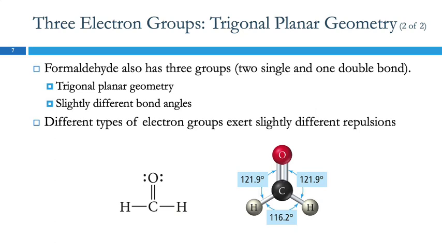Let's look at formaldehyde. Here's the Lewis structure for formaldehyde. And this is what you were asking about. Here we have 3 electron groups around the central atom, but the electron groups are not all the same. Here's a double bond and 2 single bonds. So different types of electron groups will exert different amounts of repulsion. This double bond is a little more repulsive than the single bonds.